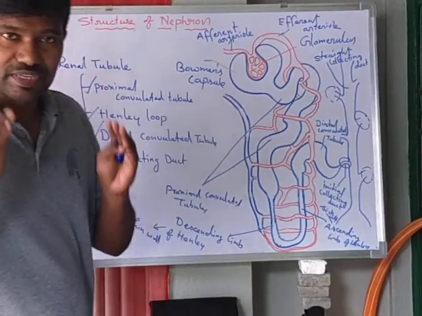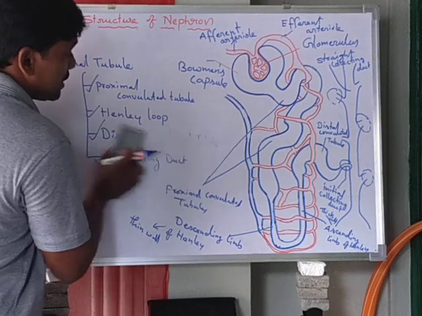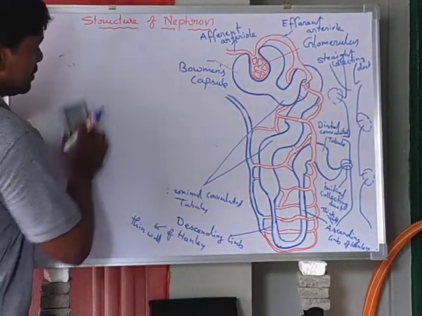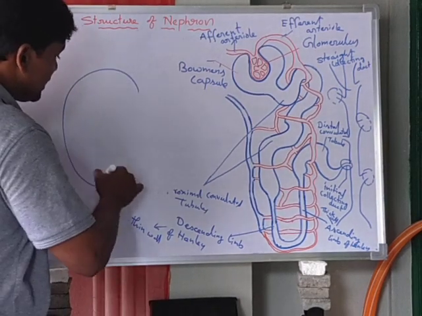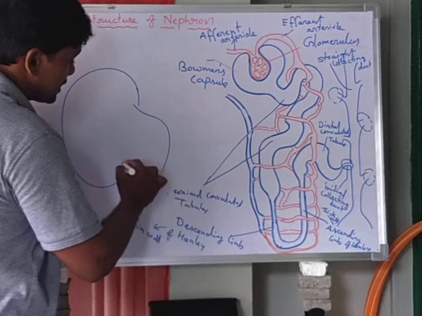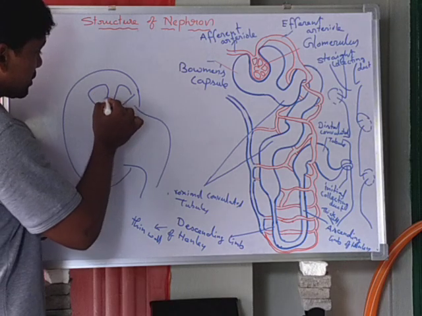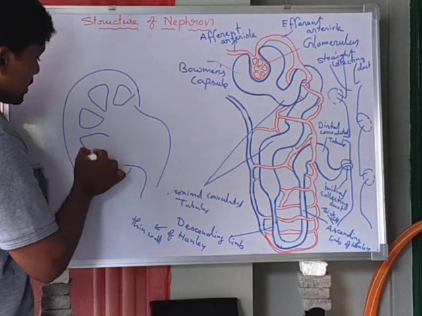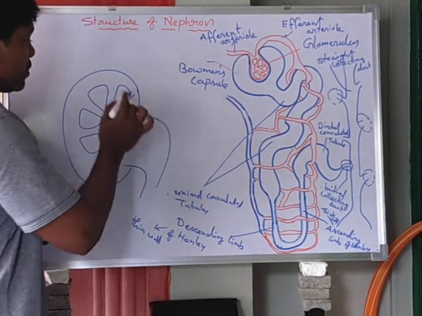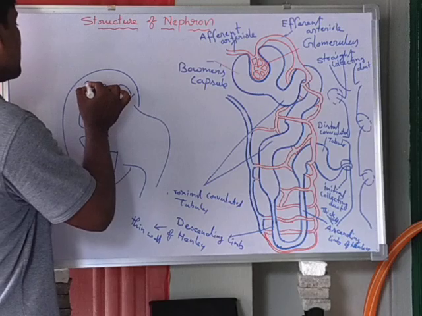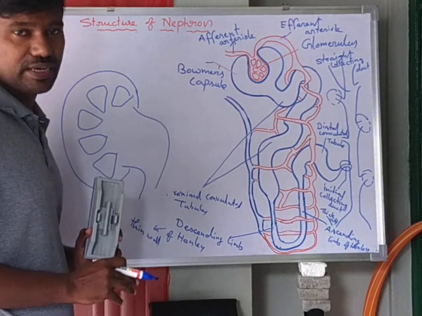For better understanding, now I draw the internal structure of the kidney. Here we see the diagram of the internal structure of the kidney. These are the pyramids, seven pyramid-shaped structures. These are the renal pyramids. Generally nephrons are located on the pyramids.